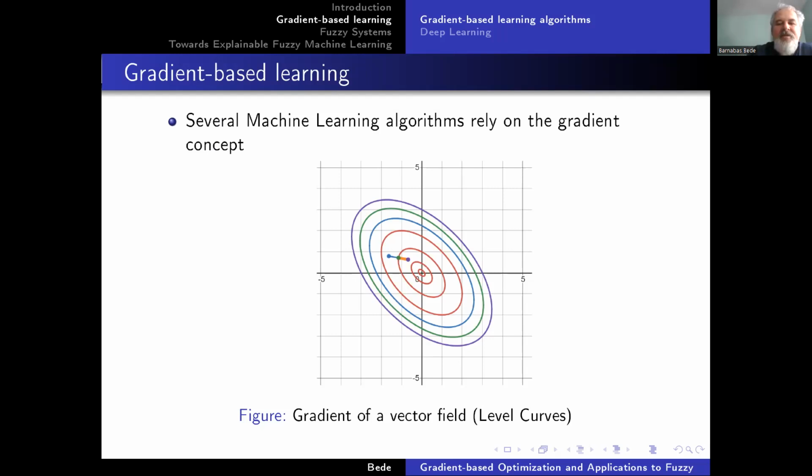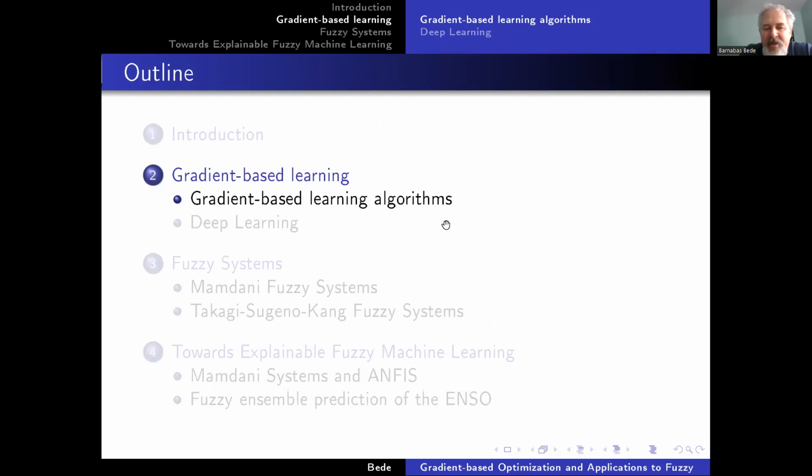So this is an image of the gradient of a vector field. Several machine learning algorithms rely on the gradient concept. So for example, these are level curves. So this is a 3D curve, and these are level curves on that. So these level curves basically would be different levels, higher on the outside.